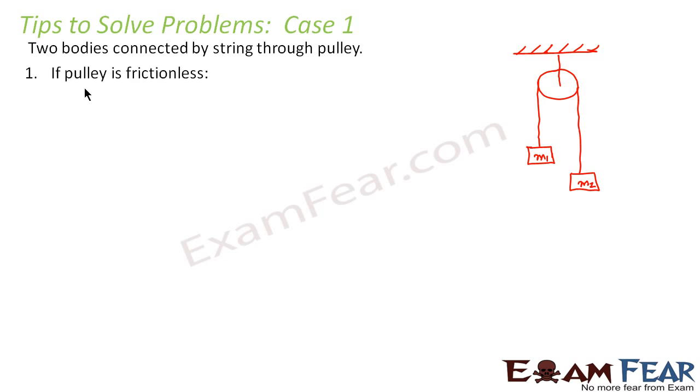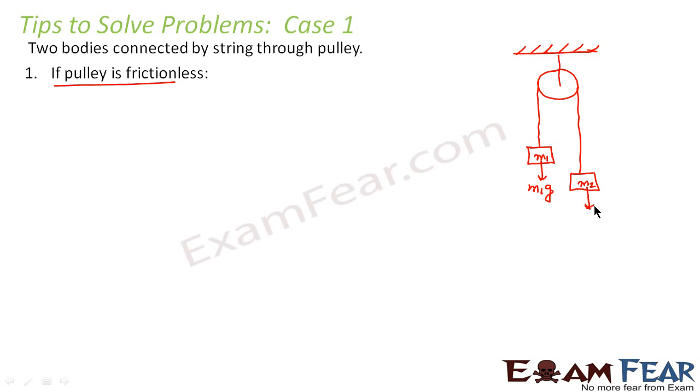First thing, if the problem says that the pulley is frictionless, in that case the tension of the two strings will be equal. Before I say that, let me explain. Let us suppose there are two bodies which are attached through a pulley. Now the forces which will be acting on the two bodies are, on this body there will be a force, that is a weight acting downwards, which is M1G.